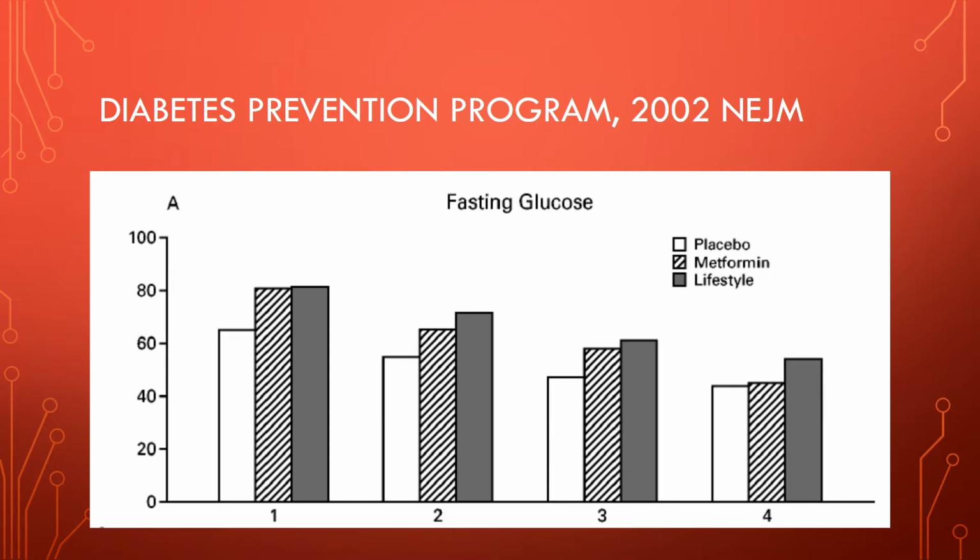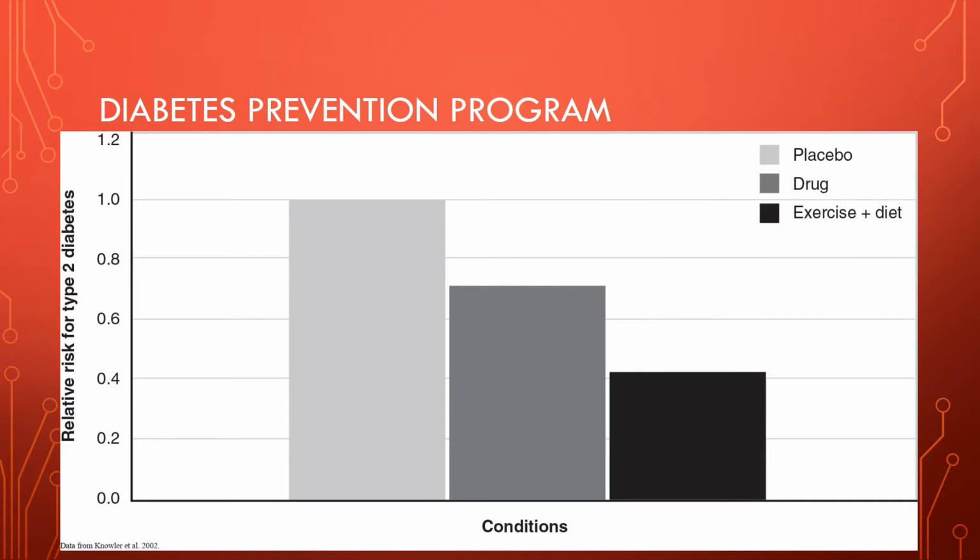The 1, 2, 3, and 4 are the years of the study. So this is after year 1, this is after year 2, 3, and 4, and then placebo versus metformin versus lifestyle group. So again, you're looking at fasting glucose. So this is the blood sugar level after not eating for a period of time. So after year 1, there's some difference, but fasting glucose levels went down in all 3 groups over year 4.